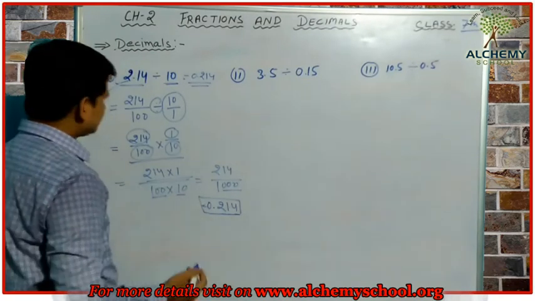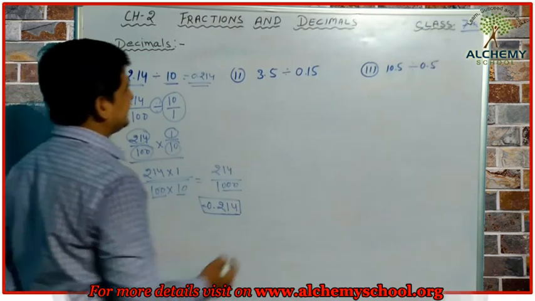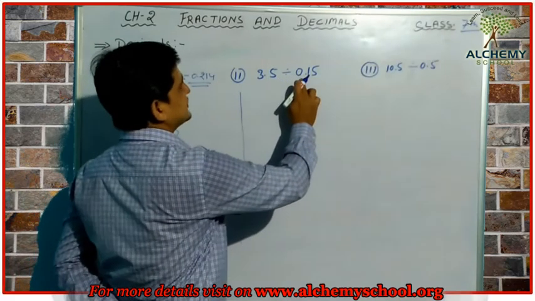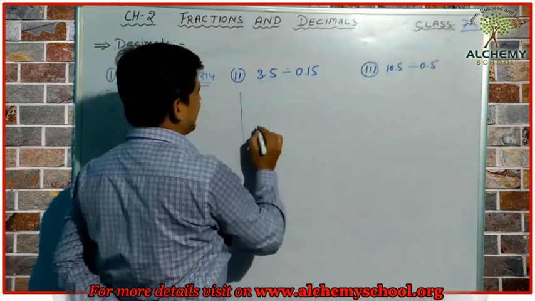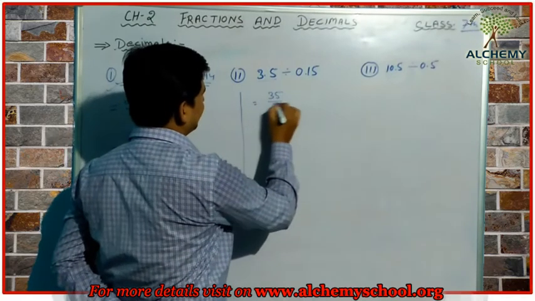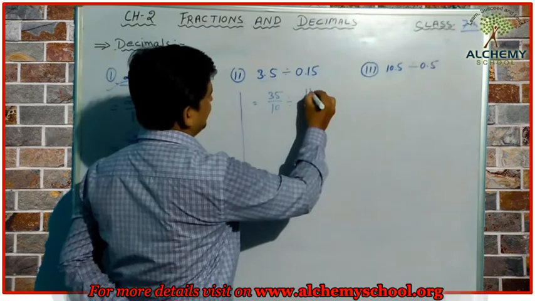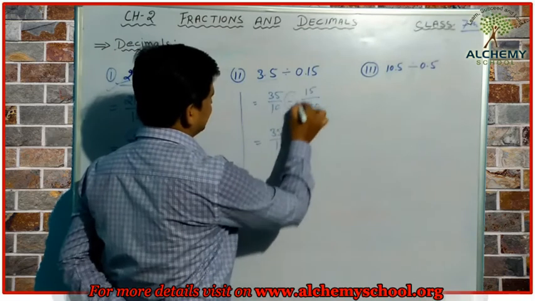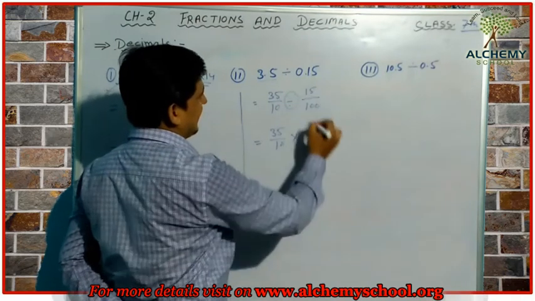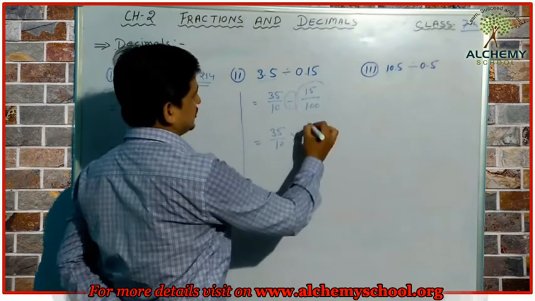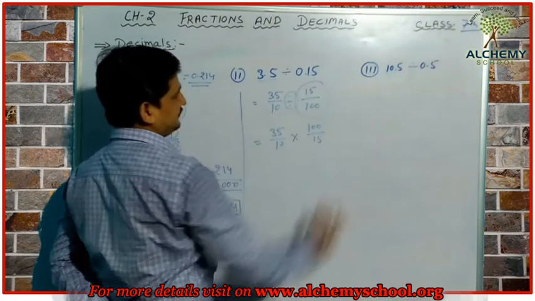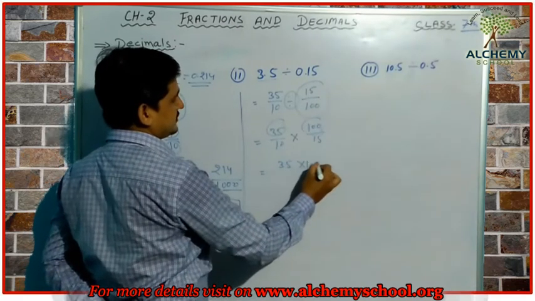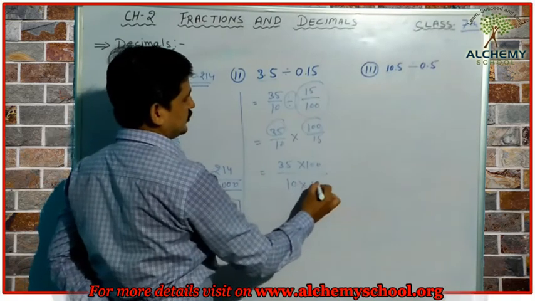Okay. Now let's see the next question. The next question is we have 3.5 divided by 0.15. So 3.5 can be written as 35 upon 10, and it is divided by 15 upon 100. Now, for 35 upon 10, the division will be replaced by multiplication and we have to write the reciprocal of 15 upon 100, so it will be 100 upon 15. Now simply we can multiply them: 35 into 100 upon 10 into 15.